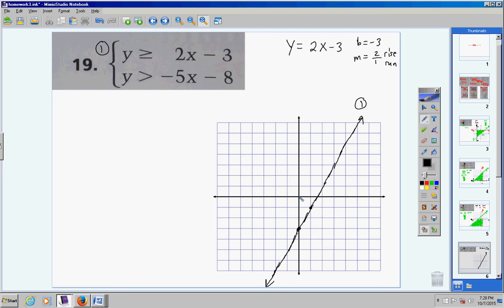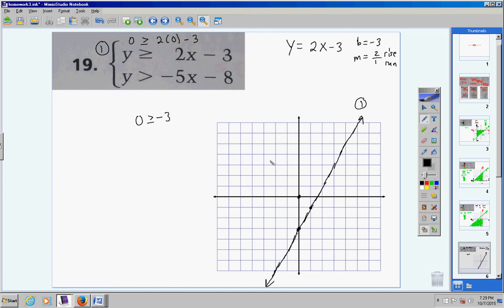And now we're going to test 0, 0. So where the y is, I will put a 0. Where the x is here, I'll put a 0. Excuse me. 2 times 0 is 0. 0 minus 3 is -3. So 0 is greater than -3. That's true. On a number line, 0 is further to the right than -3.